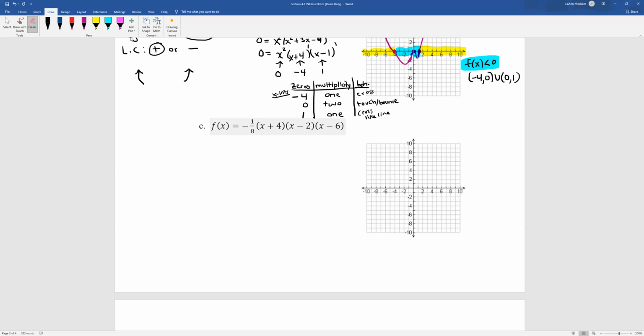We are sketching polynomial functions and we're doing it by knowing about the behaviors. So we need to know the end behavior that goes along with this specific polynomial, and we need the behavior at the zeros.